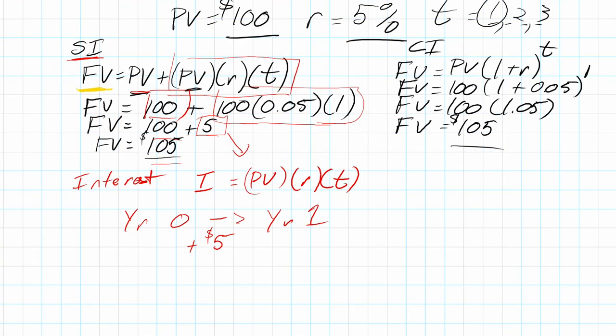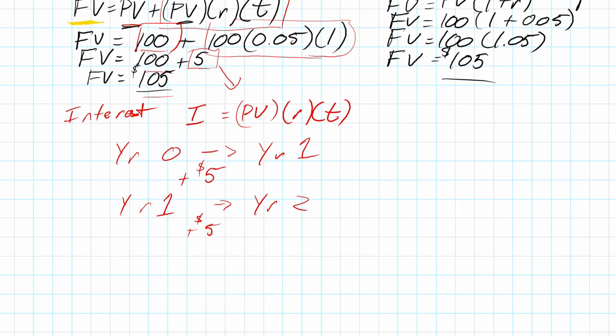So we got 5. And then simple interest, if we go from year 1 to year 2, we still get $5. And if we go from year 2 to year 3, still $5. Nothing changes. That's what simple interest is. We get an interest amount, and that's what we get every single year. It doesn't matter what's in the account, okay?